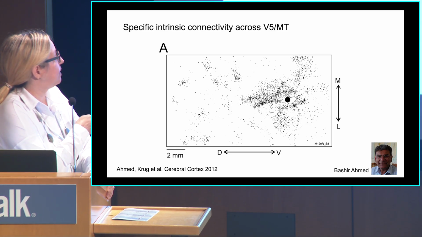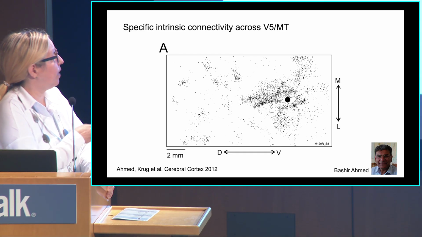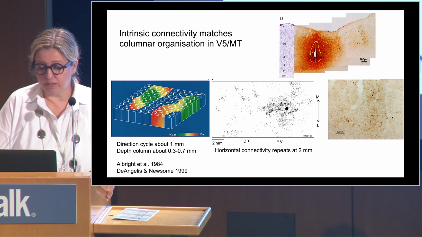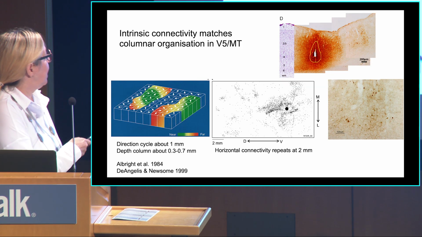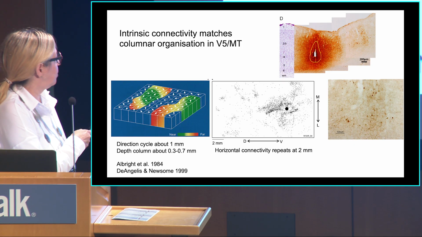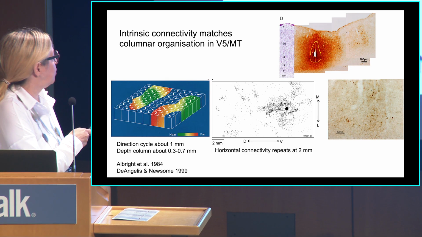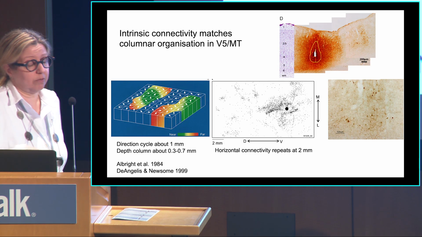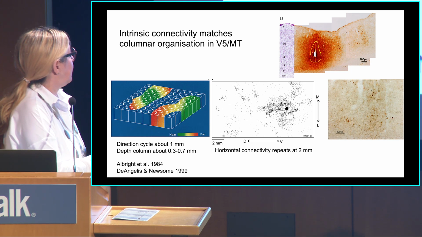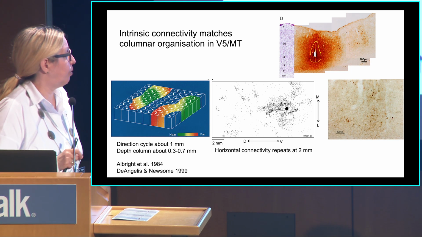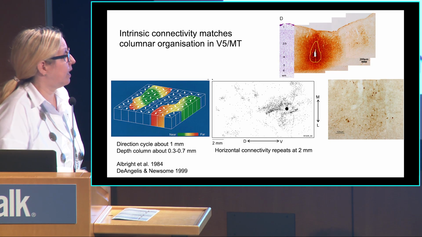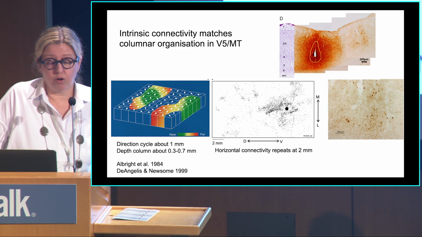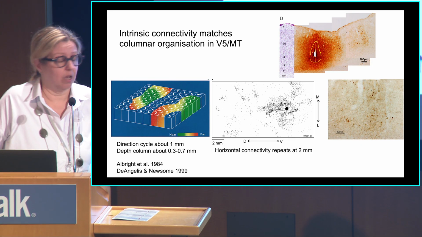When we do quantitative analysis, what we find is that there's a regular 2 millimeter repeat, which is quite interesting if you think about the columnar architecture of V5MT. It has columns for the same direction, as shown by Tom Albright, and then clusters of 3D depths over those by DeAngelis and Newsome. The direction columns have a repeat of 1 millimeter. The depth column is about 0.3 to 0.7 millimeters across. So we don't connect every direction cycle, but potentially a network of same disparity and same motion with each other.